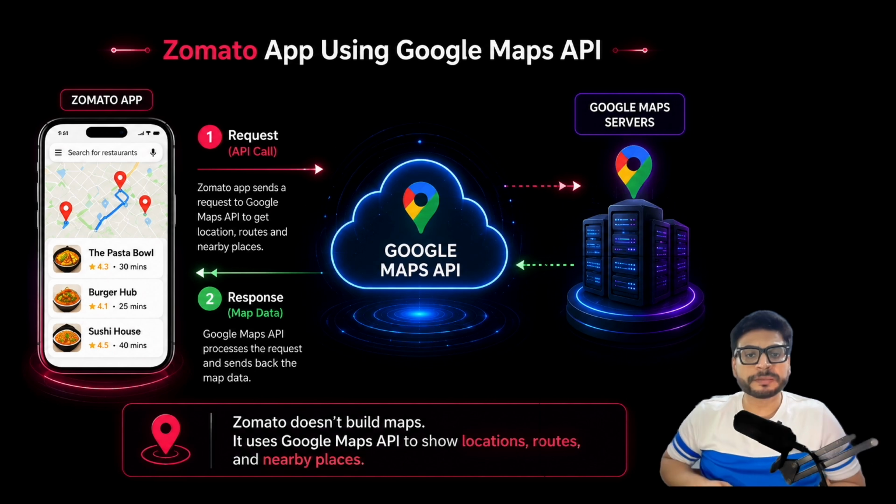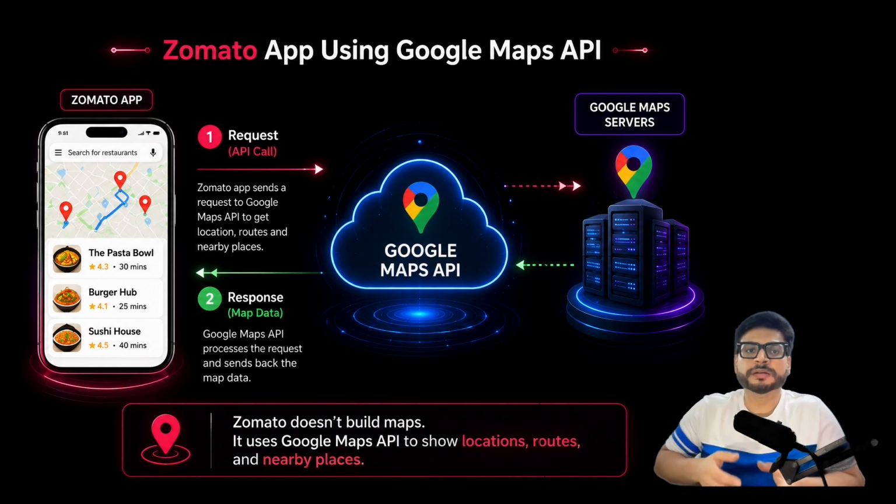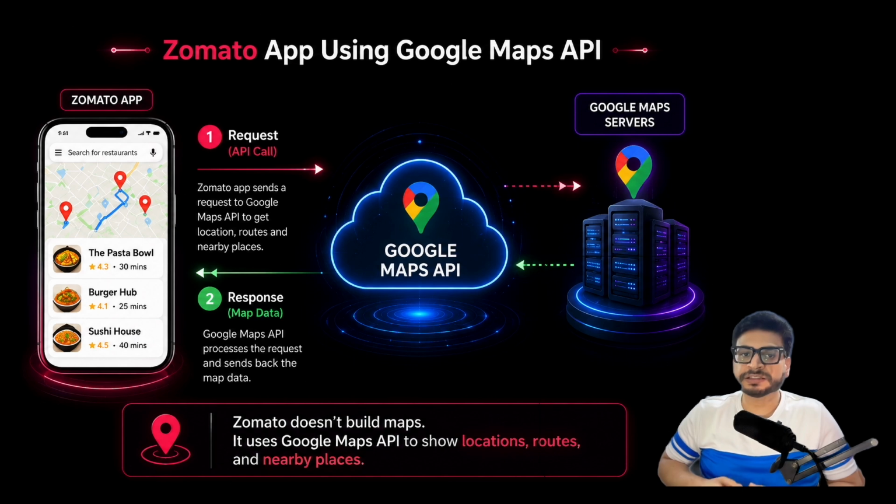The other very common example is the Zomato app using the Google Maps API. Let's say if Zomato needs to show locations, routes and nearby places, it requests the Google Maps API. The Google Maps API connects to the backend servers, retrieves the information, and then responds back to the Zomato app, showing all the maps and locations and everything. This is the power of an API, and it saves a lot of time for developers.